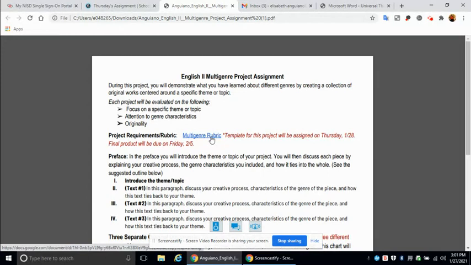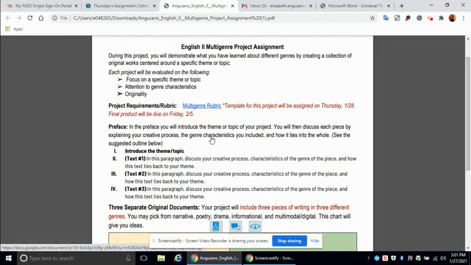Part of the project is going to be what is called a preface. In the preface, you're going to introduce your theme or your topic of your project. Then you will discuss each piece by explaining your creative process, the genre characteristics you included, and how it ties into the whole. First of all, what you need to know is that you are going to have to choose a theme or a topic. Then, out of all of the genres that we've discussed this year, you are going to have to choose three.